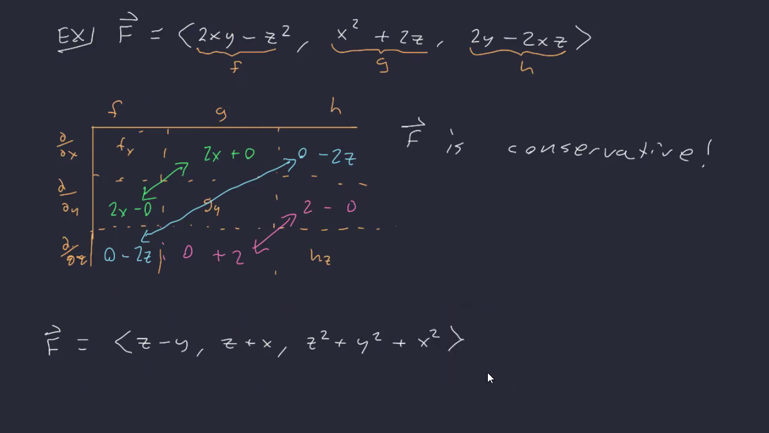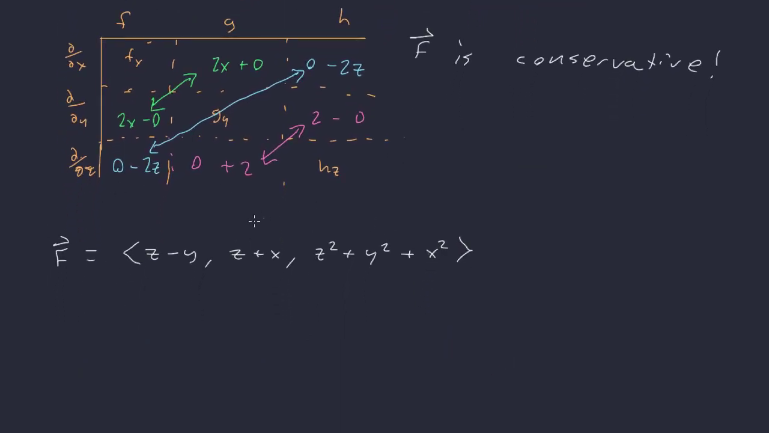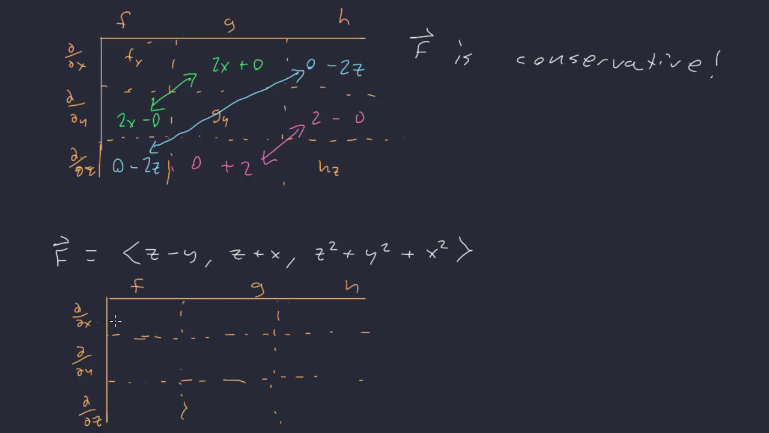All right, let's take a look at another example. Let's take a look at this field, z minus y, comma z plus x, comma z squared plus y squared plus x squared. So we want to check that this field is conservative. So let's set up our little grid here. I'll do my f, g, h, and then we'll do our derivatives with respect to x, y, and z. Not sure how much room I'll need, but hopefully this will do it. All right, so let's start going through.